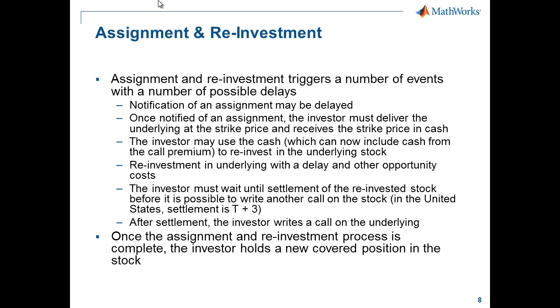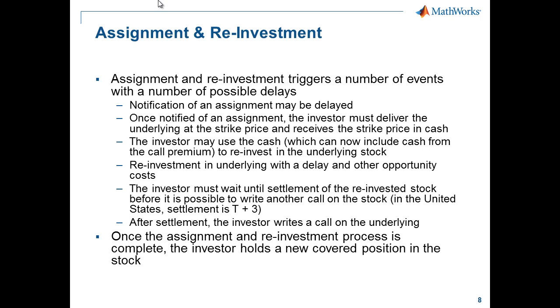What we're actually going to model here is that there are a number of events that occur when this process takes place, and there are a number of possible delays. The first is that there's a notification of assignment delay, and once you get that notification, then you have to deliver the underlying stock at the strike price, and you receive the strike price in cash. Now that you have the cash, then you can use that cash along with any cash from the call premium when you sold the call to reinvest in the underlying stock. That reinvestment process, however, has delays, and in fact it has opportunity costs.